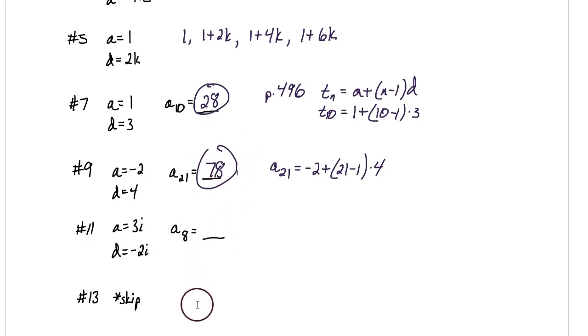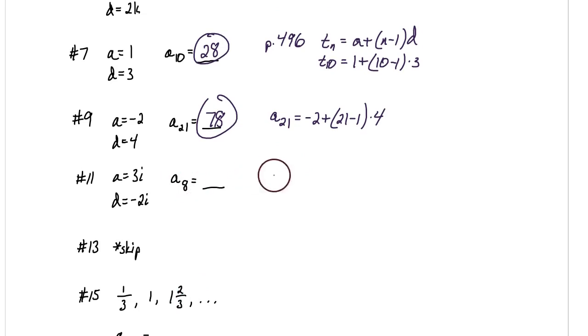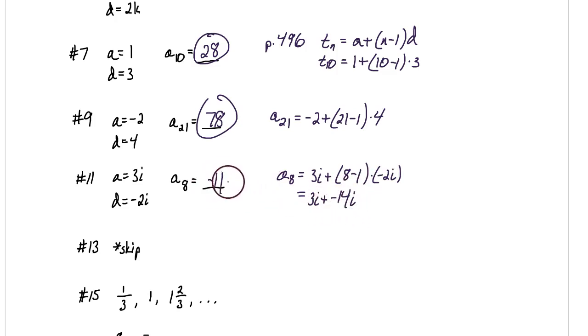Number 11, we can do the same way. If we want to find the 8th term, take the first term, which is 3i, and add on 8 minus 1 times the value of d, which is negative 2i. So this makes 3i plus 8 minus 1 is 7. 7 times negative 2i is negative 14i. Combining like terms, we have negative 11i.